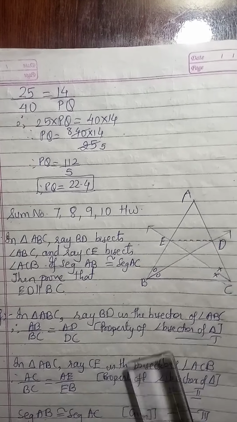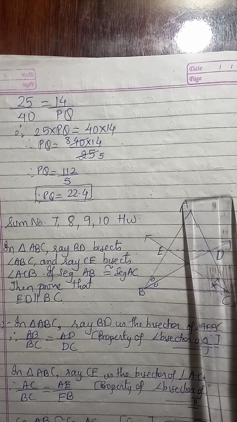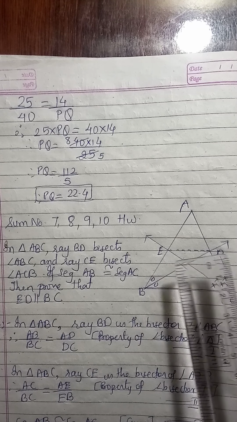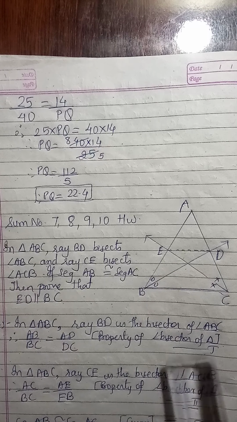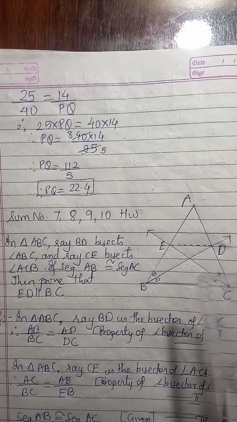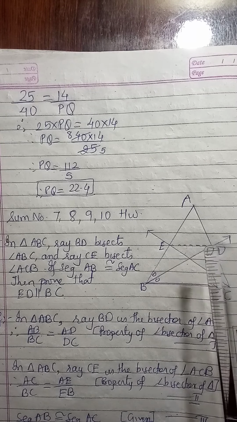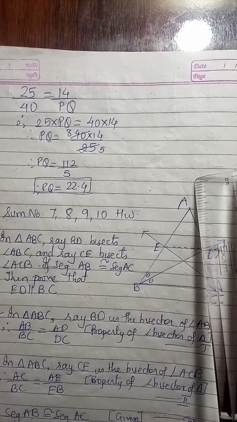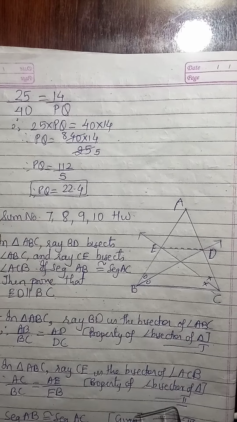Now here in triangle ABC, ray BD bisects angle B, that is angle ABC. Therefore, by the angle bisector theorem, we can write AB upon BC equals AD upon DC.